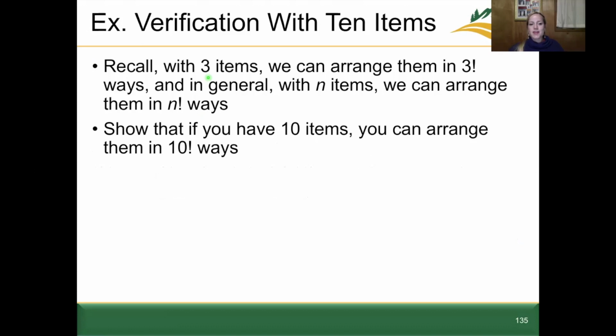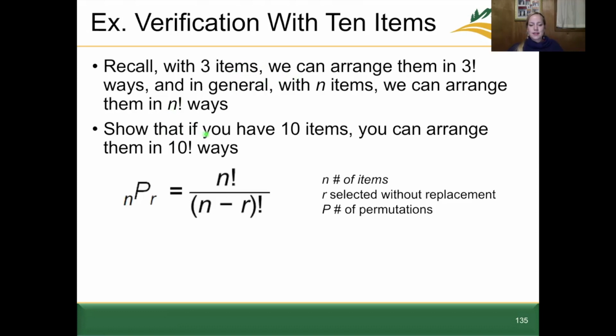Before going into combinations, let's talk about this. So recall with 3 items, we can arrange those 3 items in 3 factorial ways. Then we determine generally with n different items, we can arrange those in n factorial ways. Here, let's show that if we have 10 items, we can arrange those in 10 factorial ways using the permutations formula. Now, remember the permutations formula, n factorial divided by n minus r factorial.